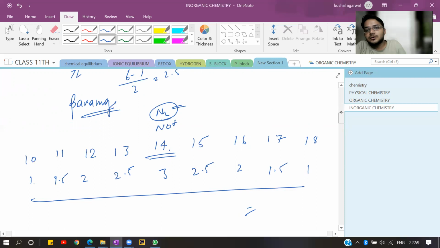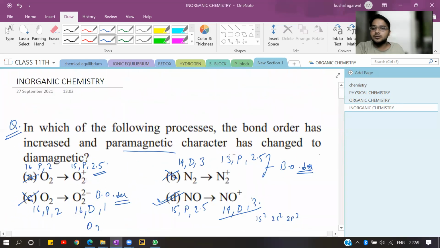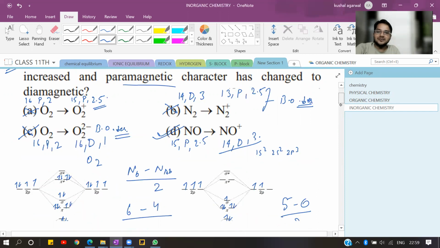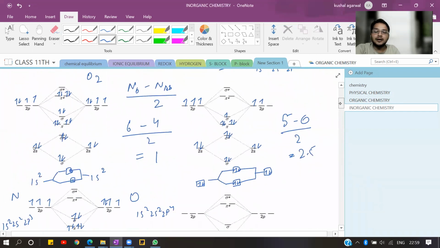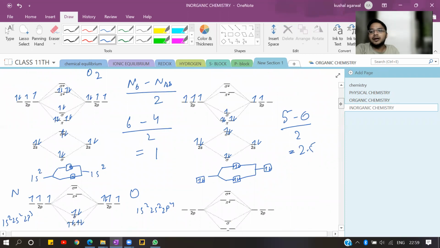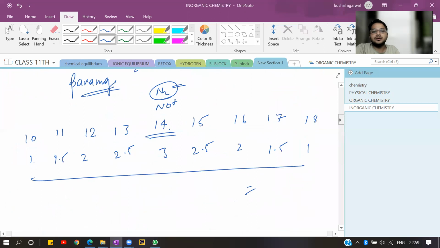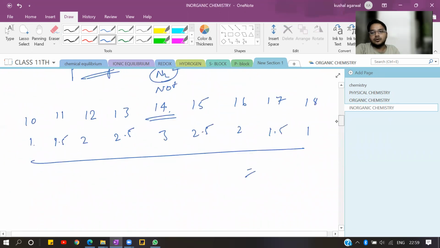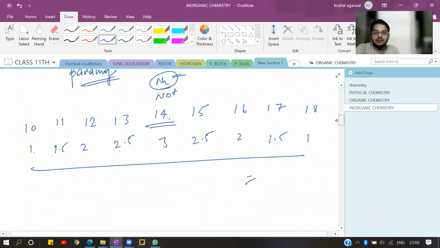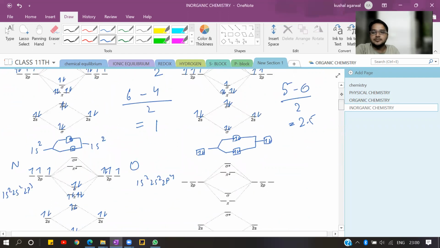So this is the way you can do these kinds of questions and predict the nature of the compound as well. You must have clarity in your mind for the molecular orbital diagrams, and if you do not, you can do this by the trick also. This also helps a lot in exams, so you can remember this.